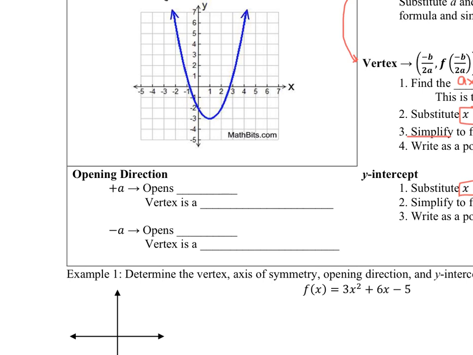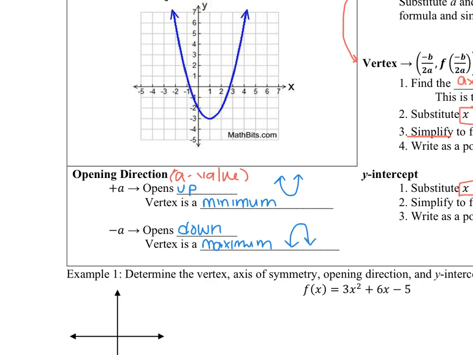Lastly, we talk about the opening direction. Sometimes parabolas open up, sometimes they open down. The way you figure this out is you look at the a value, whatever number is next to x squared. The number itself isn't really that important right now. We just want to know about the sign. If it's a positive a value, that means your quadratic graph is going to open upward, which makes your vertex a minimum. So if it's a positive a, your graph is going to look like this, opening up. If it's a negative a value, your graph is going to open down, which makes your vertex a maximum, which means it opens this way.